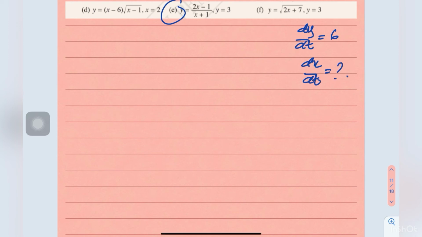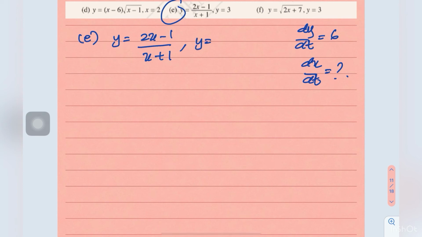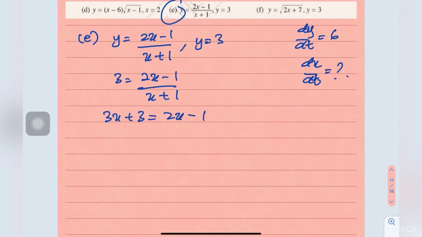Okay, so y is (2x minus 1) over (x plus 1). Okay, this one is quite different because we are given the value of y, which is y equals 3. So for this question, you have to find the value of coordinate x. Then we substitute y equals 3 into the equation. So 3 equals (2x minus 1) over (x plus 1). So 3x plus 3 equals 2x minus 1. So x equals negative 4.